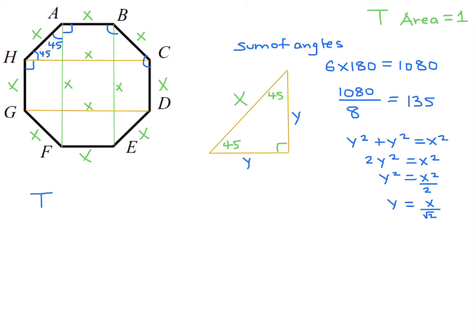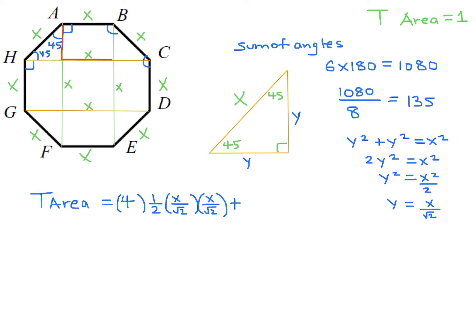Our total area, T area, in this diagram, we will have 4 of these little triangles, these guys right here. There's 4 of those. All right? And those are all exactly the same in terms of their area. So 4 of those, each of them is 1/2 base times height. The base is y, which is x over root 2, and the height is the same. That takes care of those little guys.